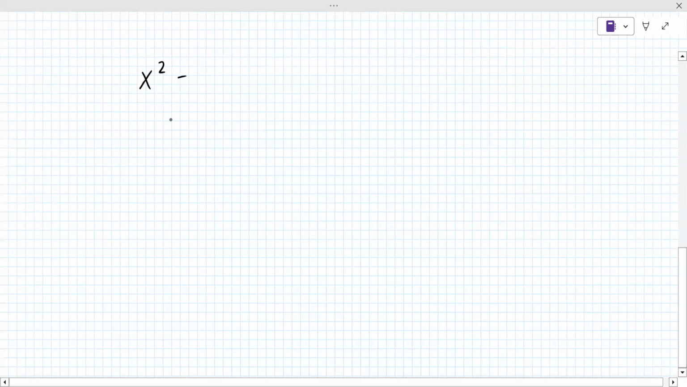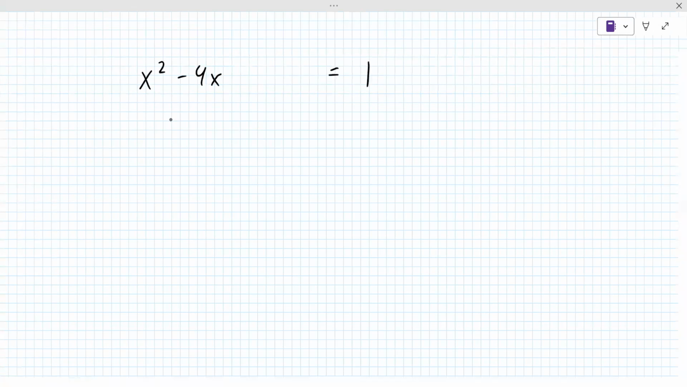Okay, let's look at another one here, kind of this base case. x squared minus 4x equals positive 1. Why don't you try solving this one on your own and let me know if you have any questions about it as you work through it.